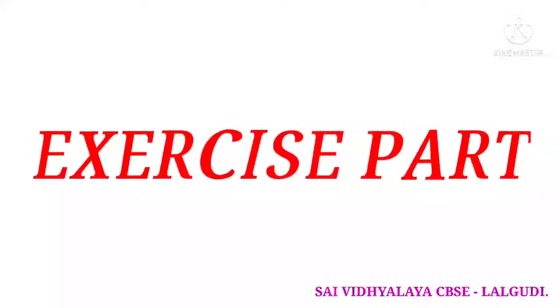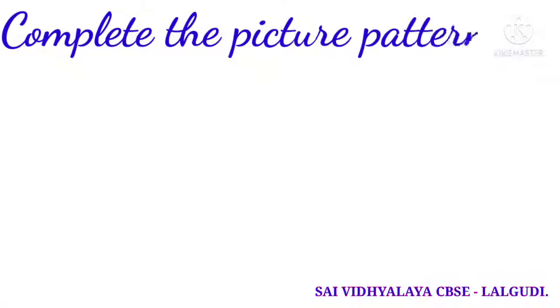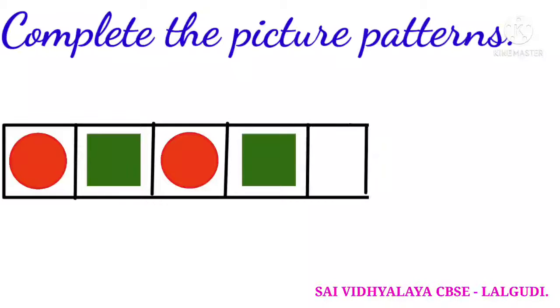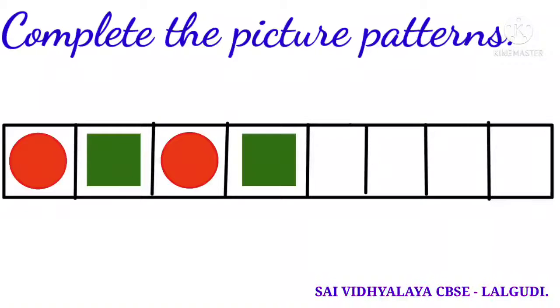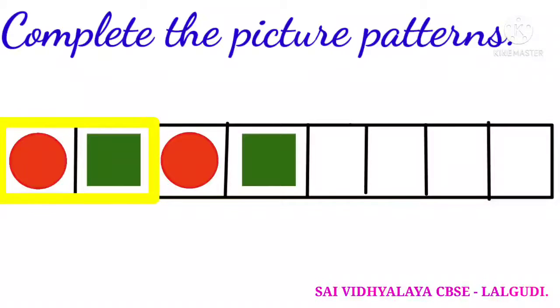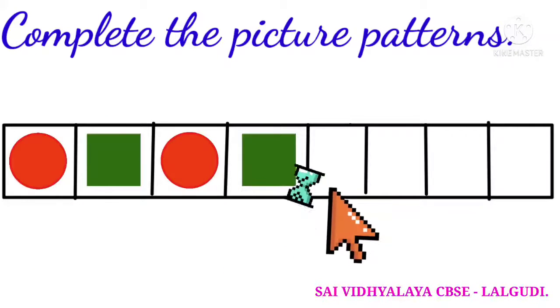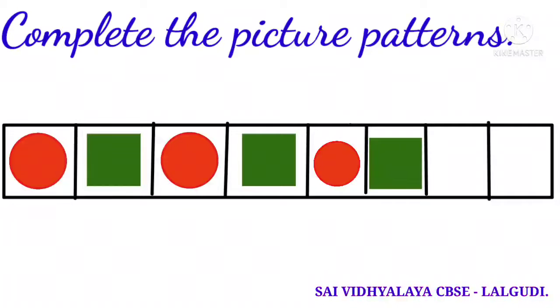Let's move on to the exercise part. Complete the picture patterns. First question. Red circle, green square, red circle, green square. Here we have to complete these blank spaces to complete this pattern. Here red circle and green square is the core part of the pattern. We have to repeat this again and again to complete this pattern. Red circle, green square. Next we have to draw red circle, green square, red circle, green square.